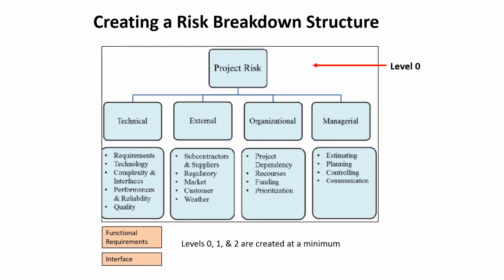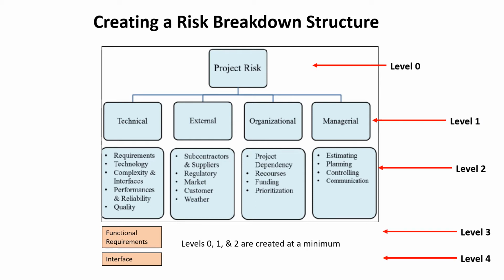Again, let's go through a more detailed plan. So, category level 0 is the name of the project or project risk. Level 1 for the software or more detailed projects are your categories of technical, external, organizational, and managerial. Level 2 are your actual risks. Those are the levels at a minimum. You may need more detail where you can add in the option of level 3 and or level 4.